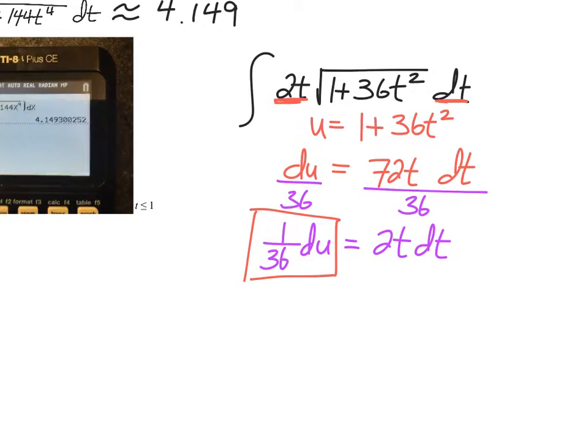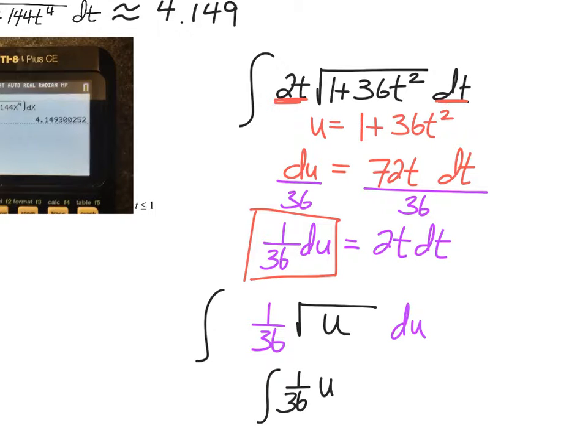So I'm going to replace the 2t dt with that. So it's going to become 1 over 36. The square root, instead of 1 plus 36t squared, that's going to get replaced with a u. And then we'll have a du going from 0 to 1. Well, actually, it wouldn't be 0 to 1 anymore, so we'll just leave it without bounds. So then it becomes 1 over 36 u to the 1/2 du.